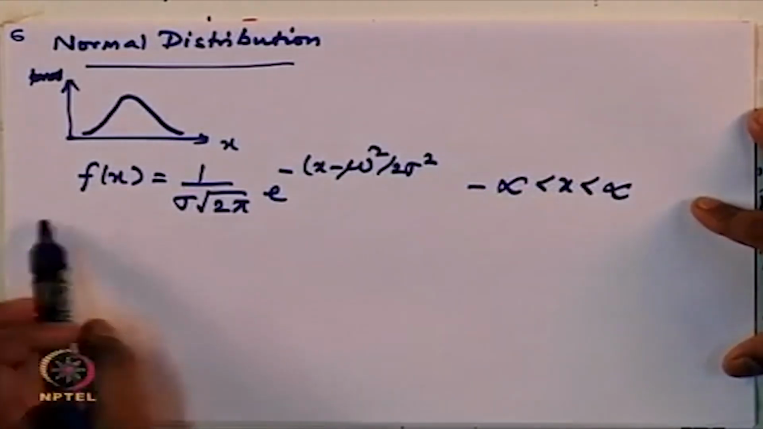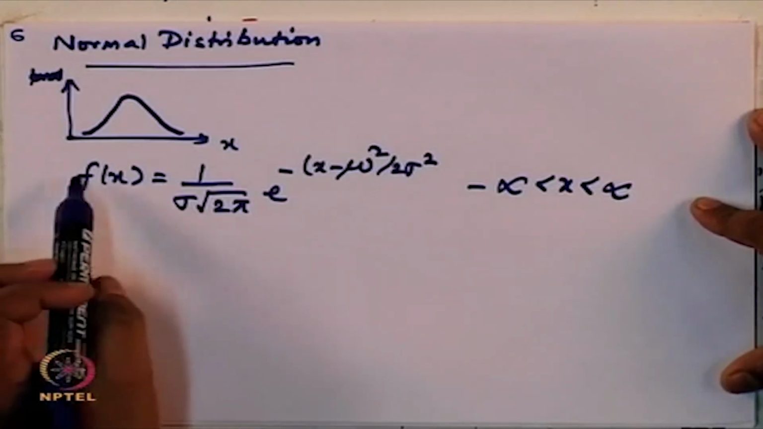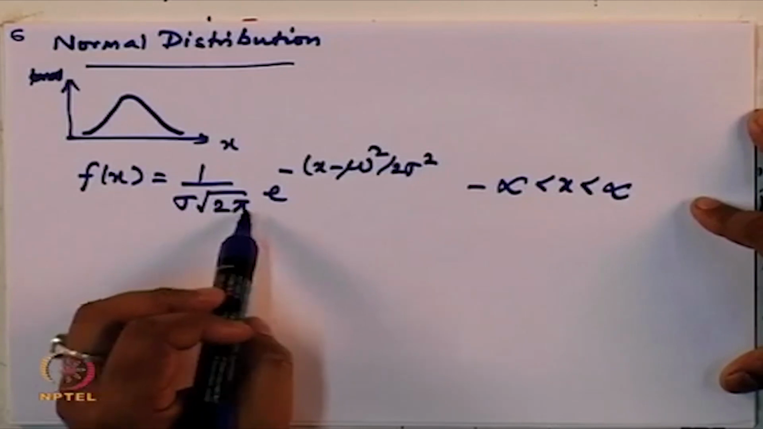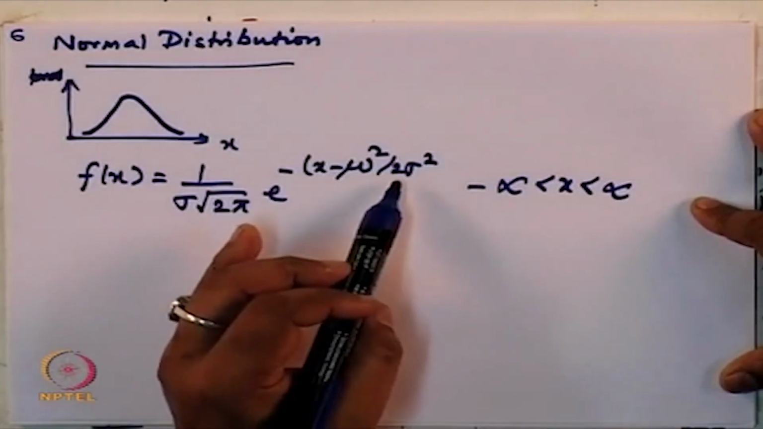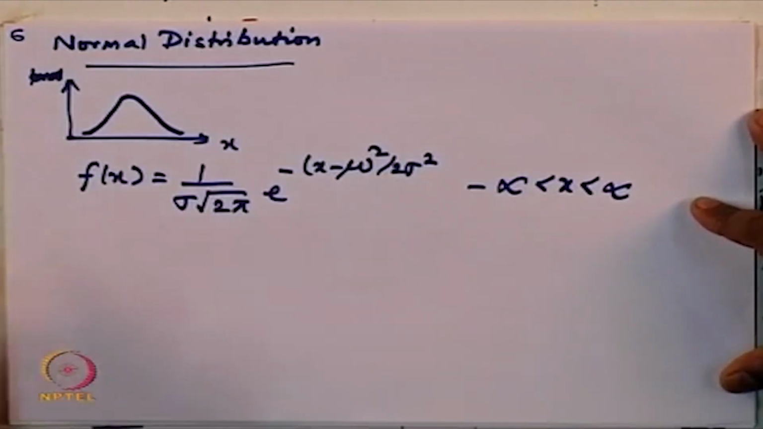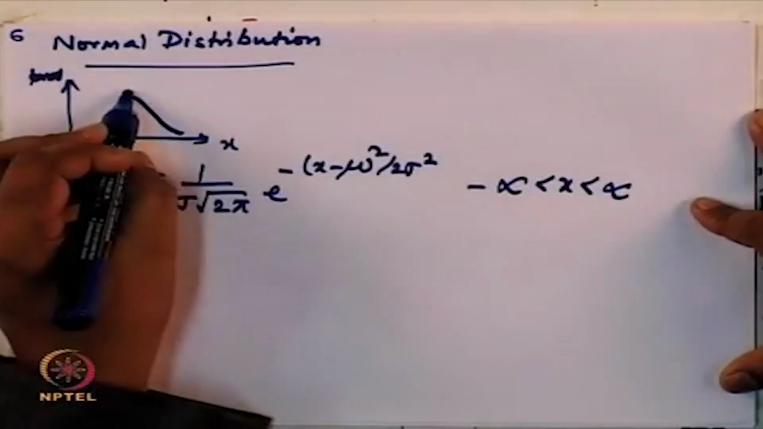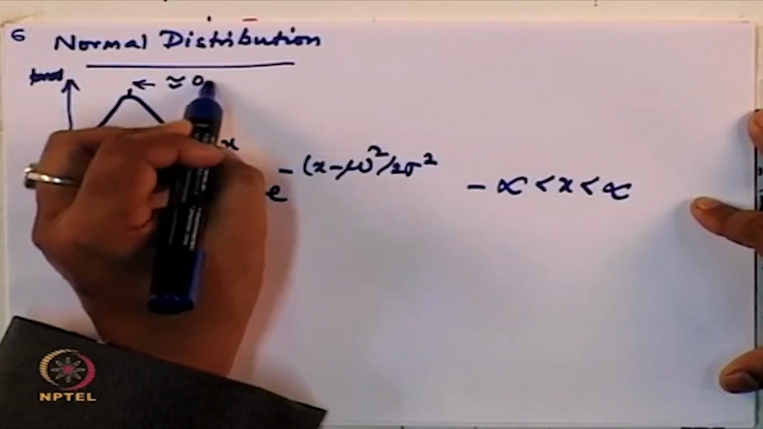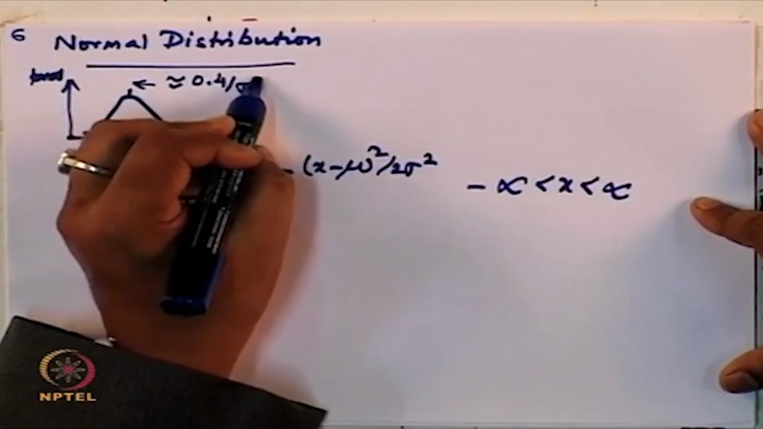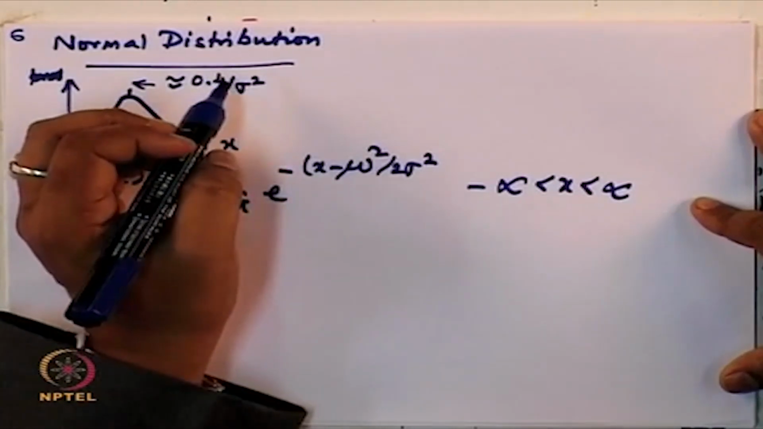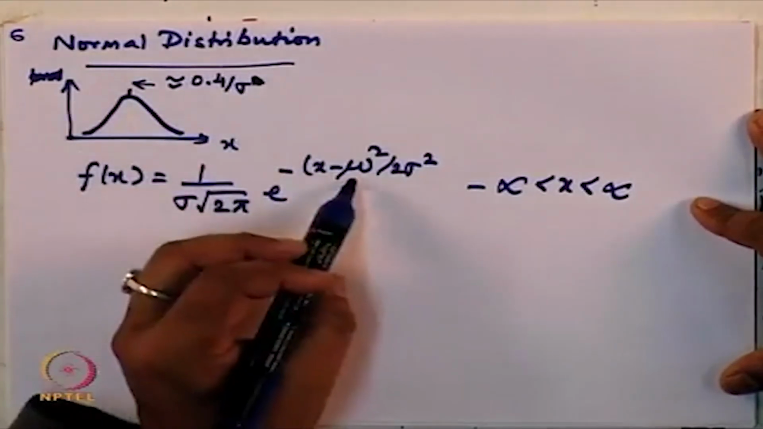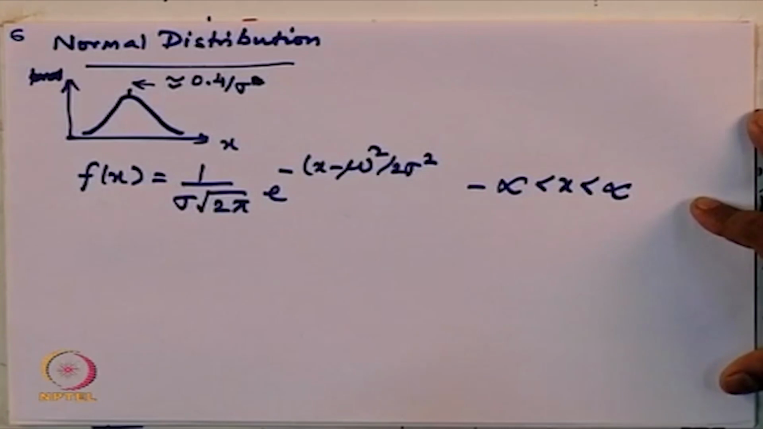You see there are two parameters here. Your probability density function is given by f of x equals 1 by sigma root 2 pi e to the power minus x minus mu whole square by 2 sigma square. Typically this peak is roughly 0.4 by sigma. So, we want to know what these values mu and sigma are respectively.